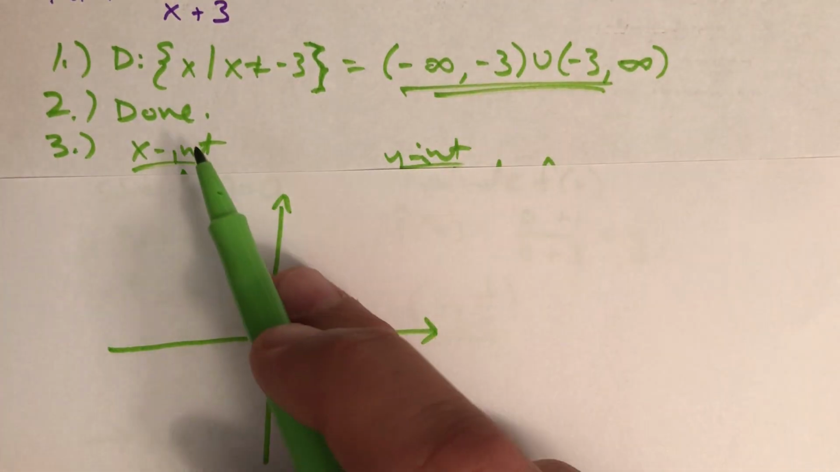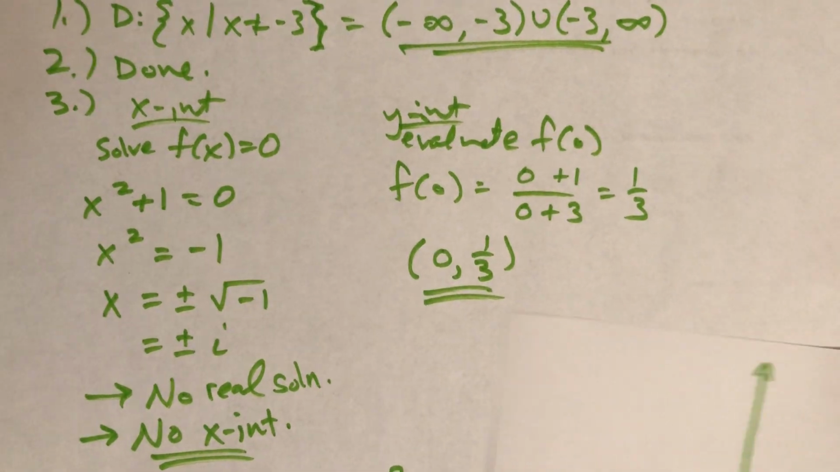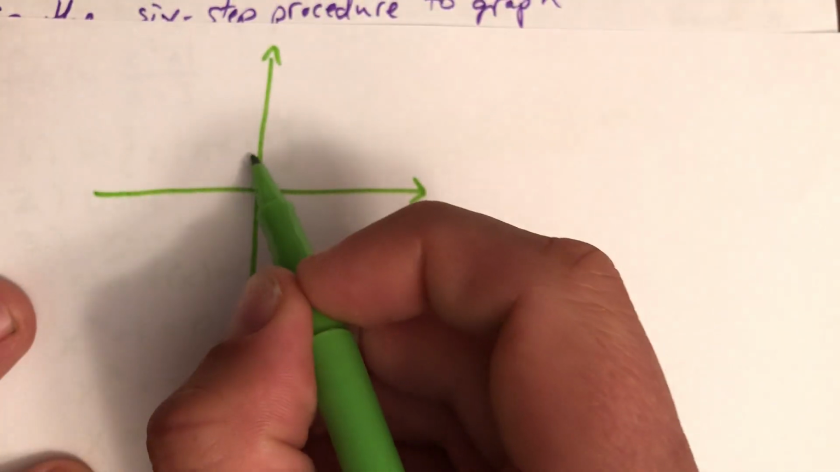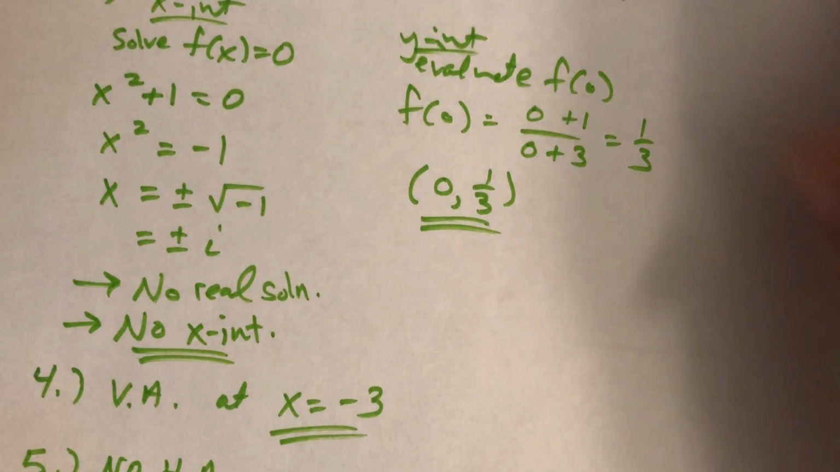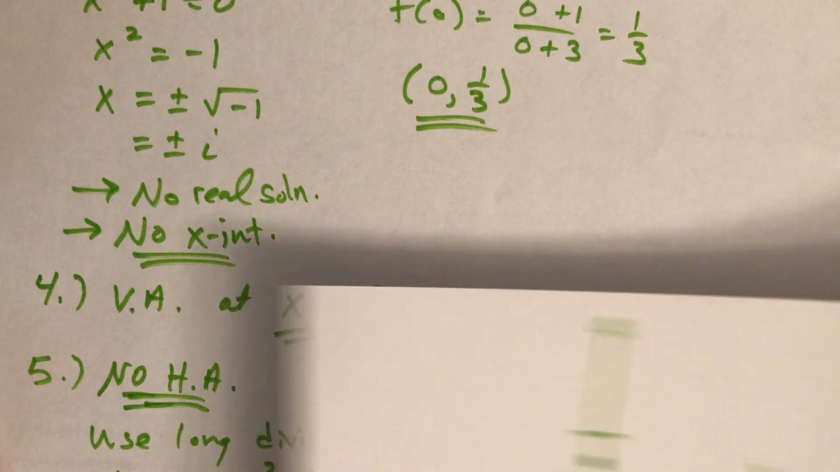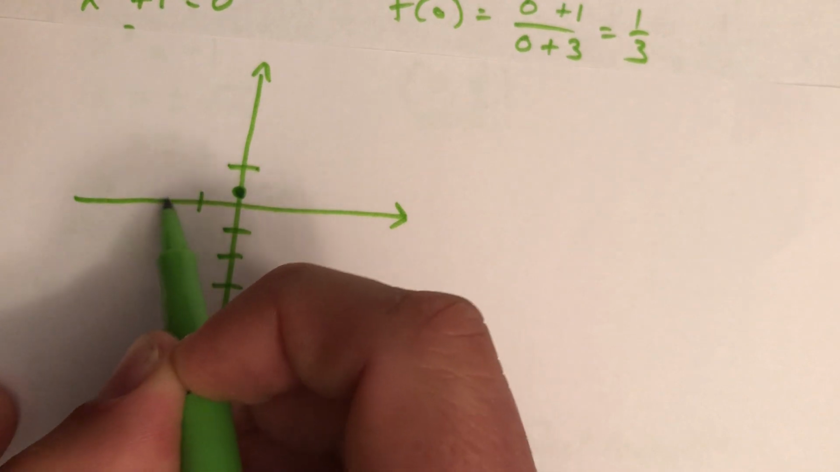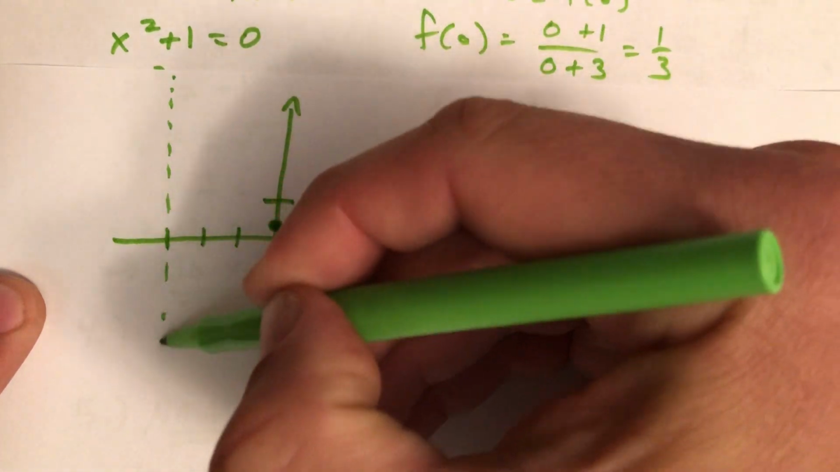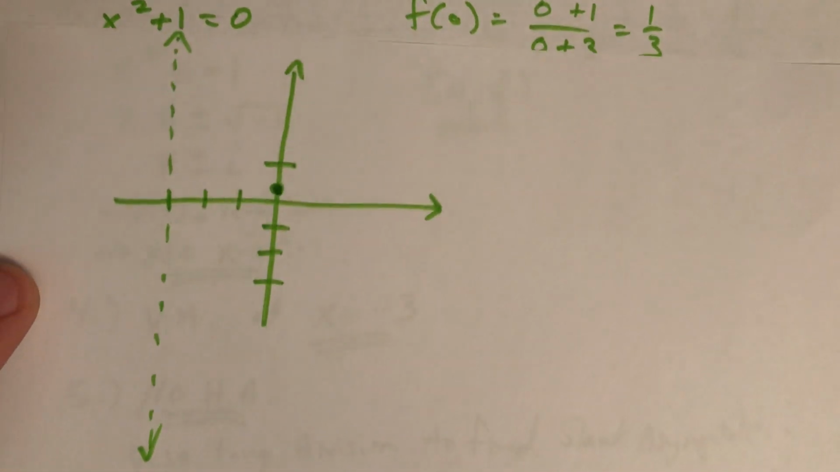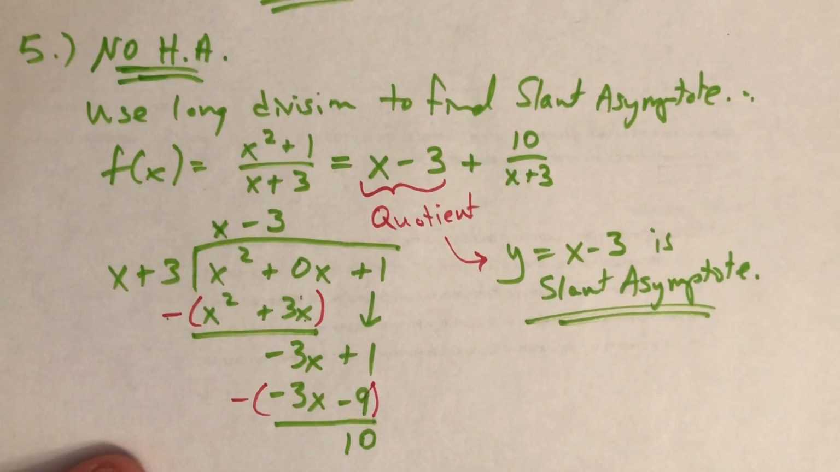So our domain, that's wonderful. Didn't do anything there. X-intercepts, recall that there were no x-intercepts. We did have a y-intercept at (0, 1/3). So let's put that right there. Okay, vertical asymptote at x equal -3. So x equal -3. I almost made a horizontal line there. Okay, so there's x equal -3. No horizontal asymptotes. Our slant asymptote was x minus 3, so y equal x minus 3.